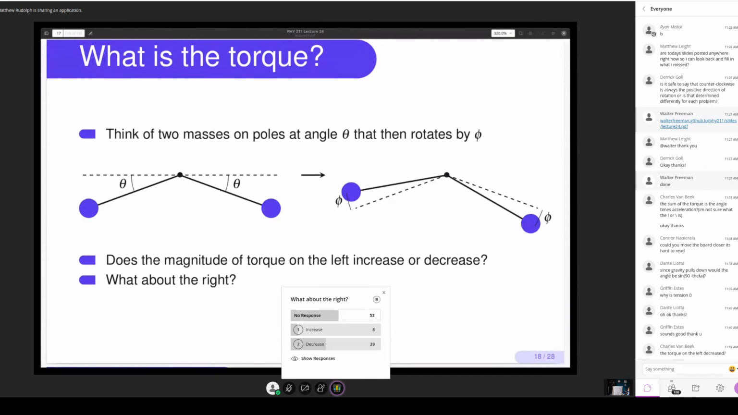No, the torque on the left increased, right? The angle between the force and the position increased. The angle got bigger, so the sine of the angle got bigger. The other way to think is the perpendicular distance from the force to the axis got bigger, so that also makes the torque bigger.